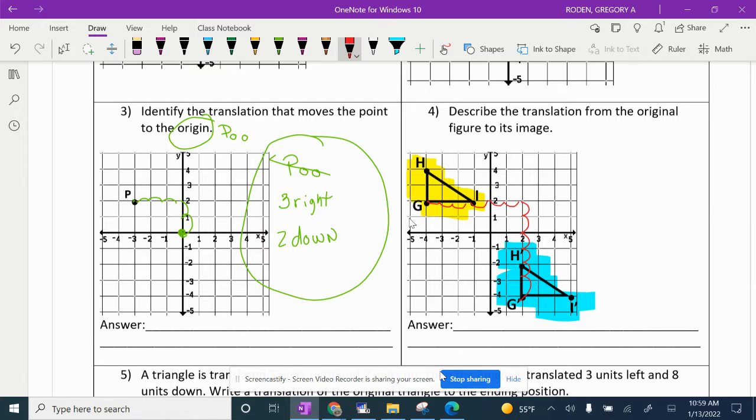You can count. How many did we have to move this way? You want me to count them for you? 1, 2, 3, 4, 5, 6. Right? What direction is that I moved? Okay, I went 6 right. Does everyone understand that? Now I'm not there yet, right? Because I'm trying to move G onto G prime. Pre-image G onto image G.